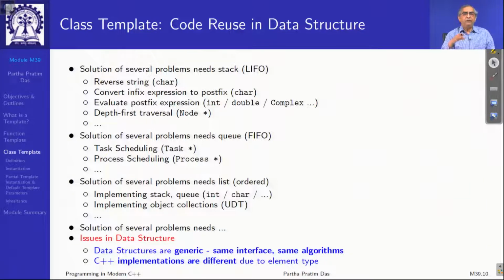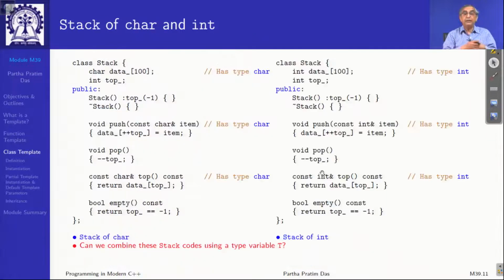So, a variety of data structures have common functionality in them, but need to be implemented over and over again because their underlying data type, element type and the associated types differ. So, data structures in general are thought to be generic. They have the same interface, the same algorithm, but the C++ implementations are different. This is the problem which the class template actually addresses.